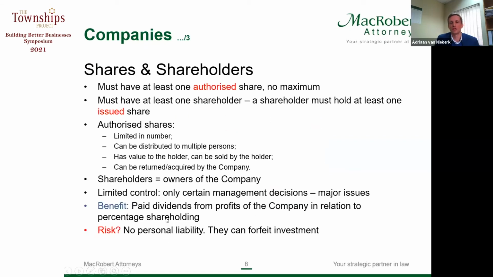So if we look at the shares and the shareholders, first of all, a company is created with a number of authorized shares. That is almost akin to stock on the shelf that you can sell. Once you've sold those shares, it becomes issued shares. You do not need to sell all your shares or issue all your shares, but at least one share must be issued to a shareholder so that you have an owner of the company.